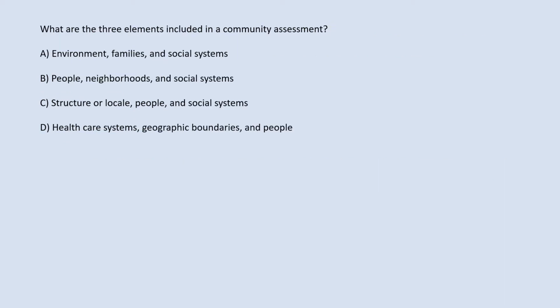What are the three elements included in a community assessment? A. Environment, families, and social systems. B. People, neighborhoods, and social systems. C. Structure or locale, people, and social systems. D. Healthcare systems, geographic boundaries, and people.